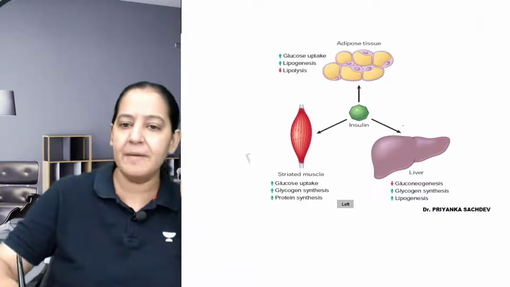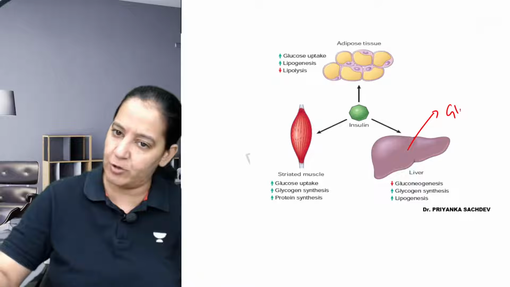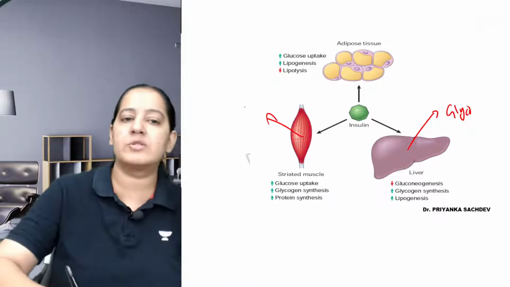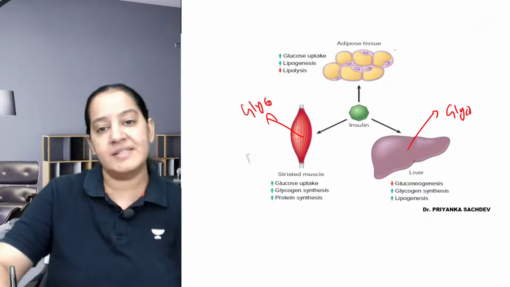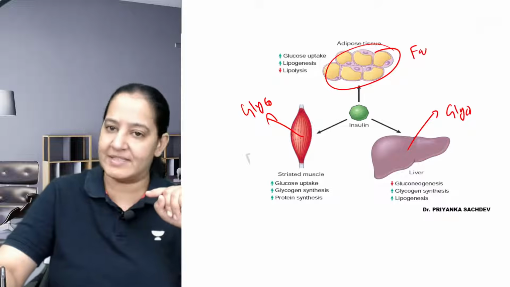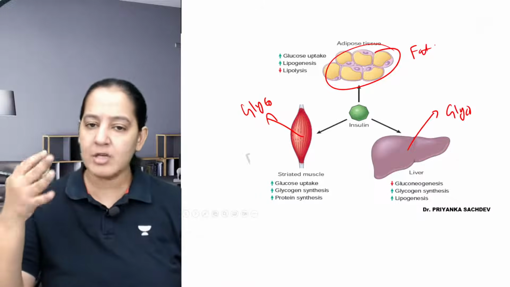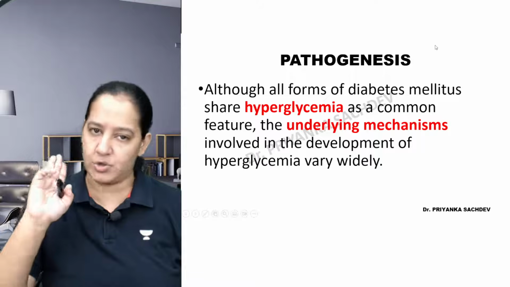Inside the liver, the glucose is stored as glycogen. Inside the skeletal muscle also the glucose is stored as glycogen, and inside the adipose tissue the glucose is stored as fat. So this is how glucose is stored inside the 3 organs.